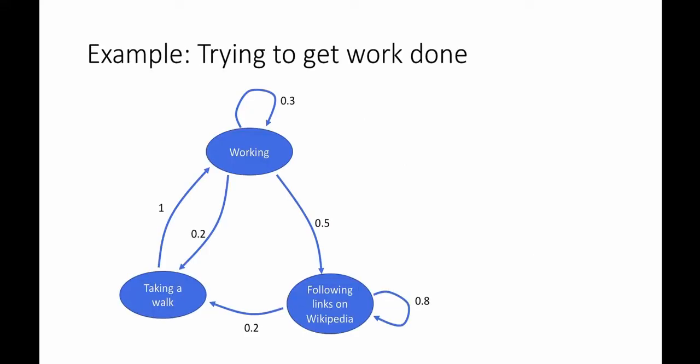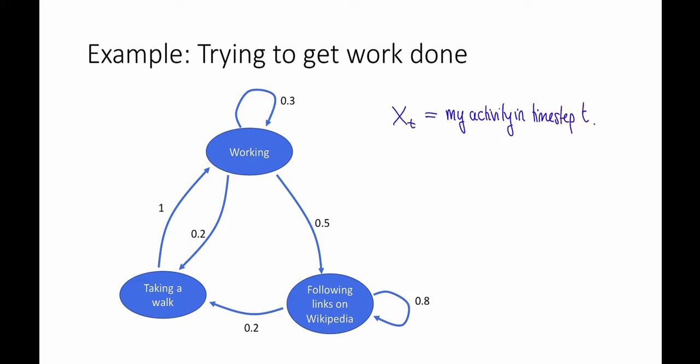To illustrate the definition of a Markov chain, let's look at kind of a silly example. This example is also going to introduce a way of drawing time homogeneous Markov chains as directed graphs. So here's the example. Let's divide time into, let's say, 5-minute chunks, and let's let x sub t be equal to my activity in time step t. There are 3 possible values for x sub t, that is 3 possible activities I could possibly be doing. I could be working, I could be following links on Wikipedia, or I could be taking a 5-minute walk.